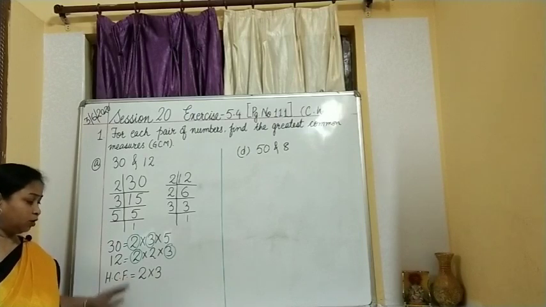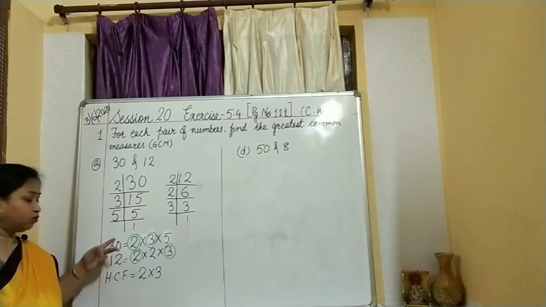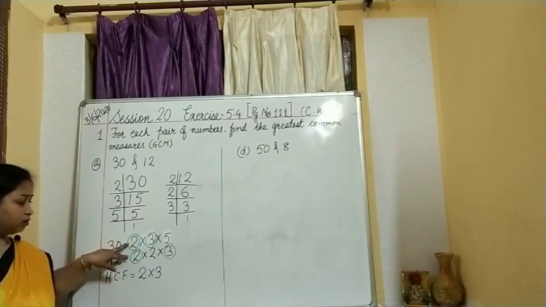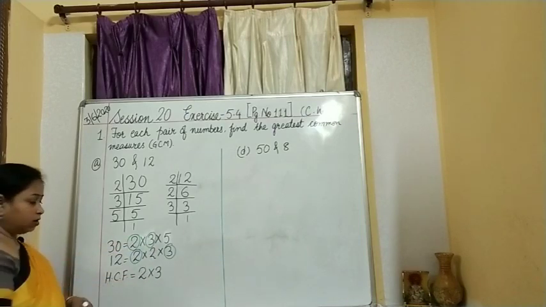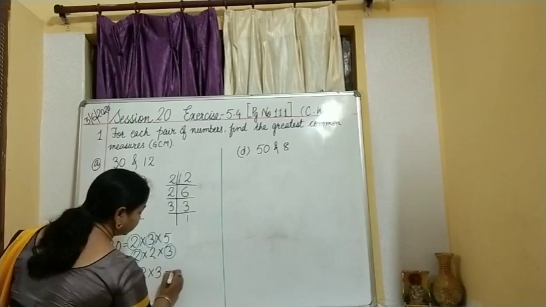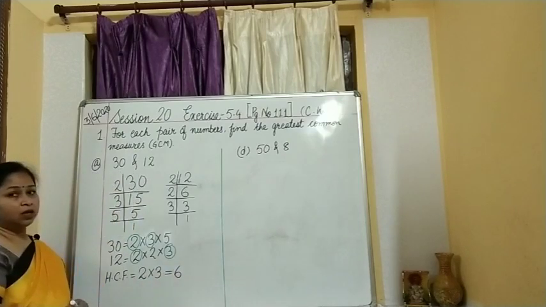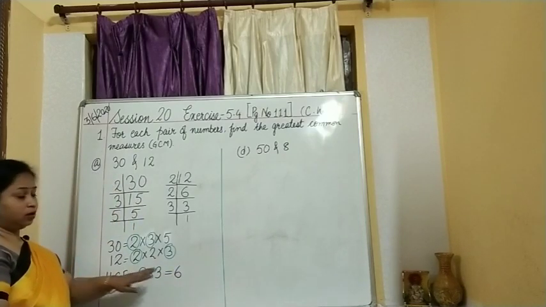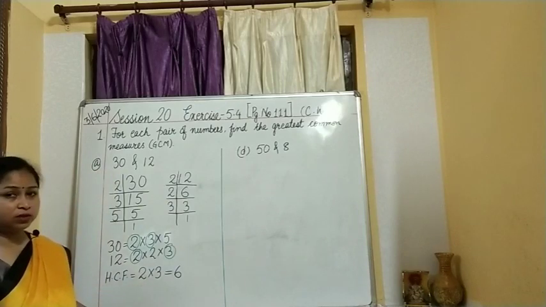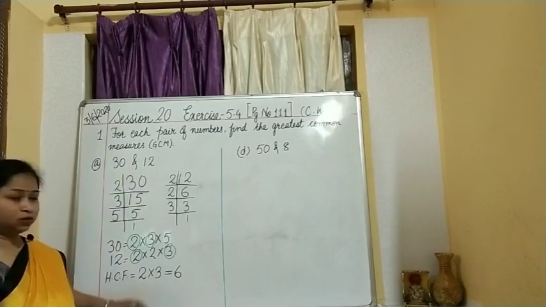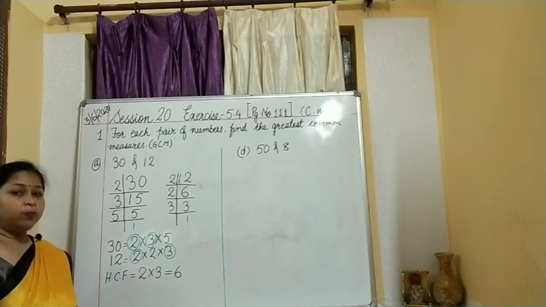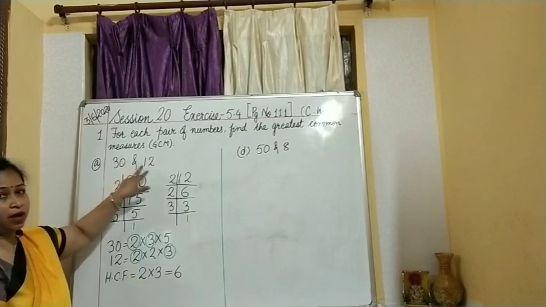The main common factor you have received from both the numbers is, one is this 2, the other one is 3. Okay. Now 2 3s are, what will you get? 6. Now tell me, do you get 30 in the table of 6? Yes. Do you get 12 in the table of 6? Yes. So it becomes the highest common factor for 30 and 12.